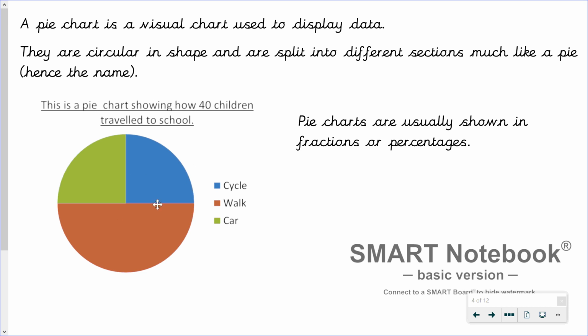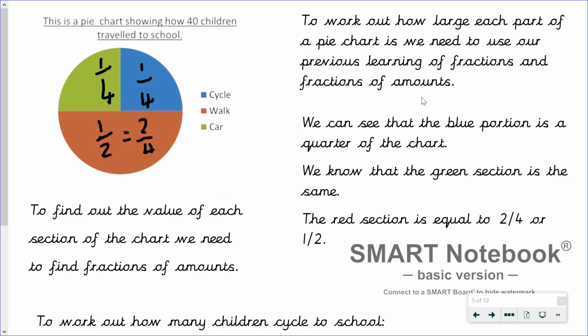But you can already see maybe what the fractions might be. So this is a pie chart showing how 40 children travel to school. The blue section's cycling, the red section's walking, the green section's getting driven to school. It's really clear, really visual. We can see that walking was the most and cycling and the car were equal. You can make quick judgments on a pie chart just like that.